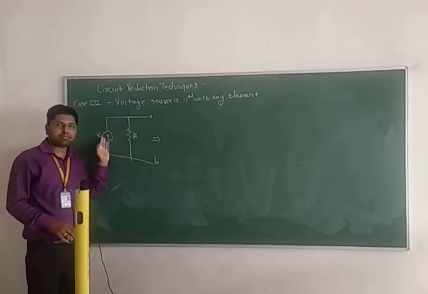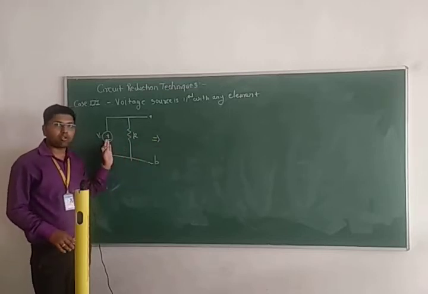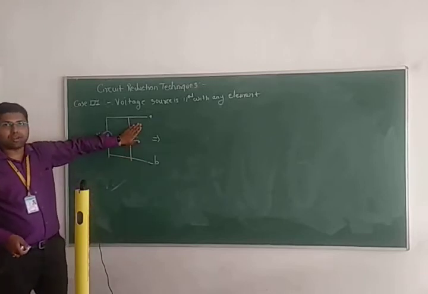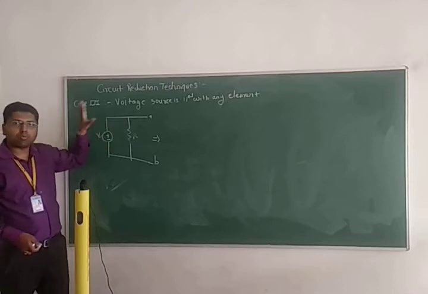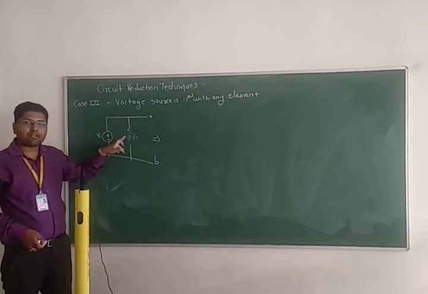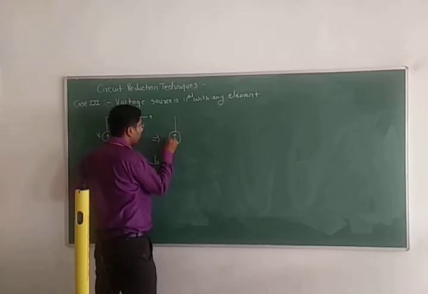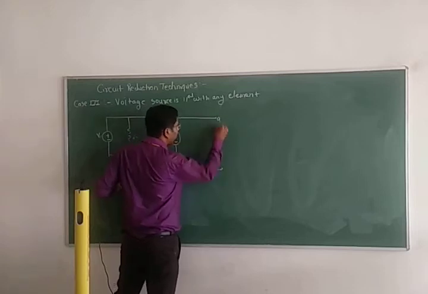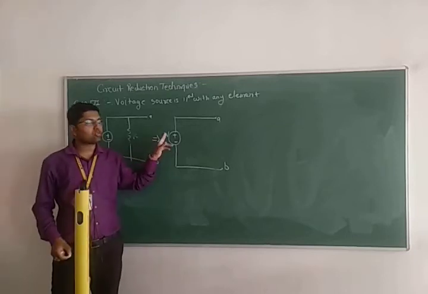Suppose the resistor is in parallel with this voltage. So what will be the final circuit? At that time we have to neglect that resistance when it is in parallel with any voltage source, because this voltage source will dominate over this resistance. So this will be reduced to only the voltage source V, and this A and B. I am done here. I only reduced this resistance and only the voltage source is available.